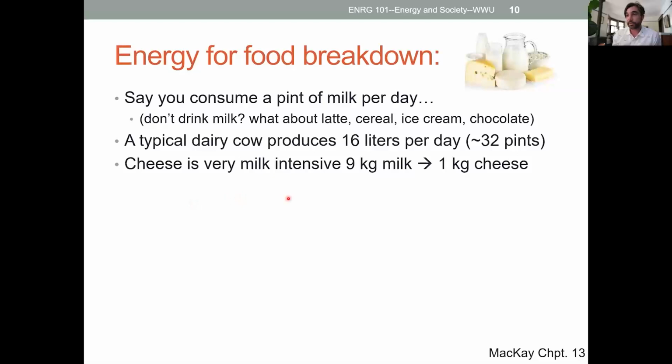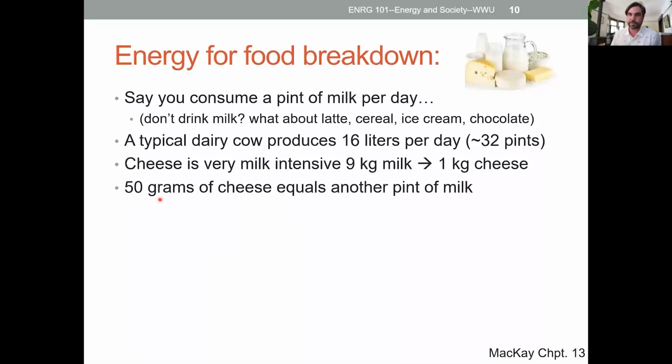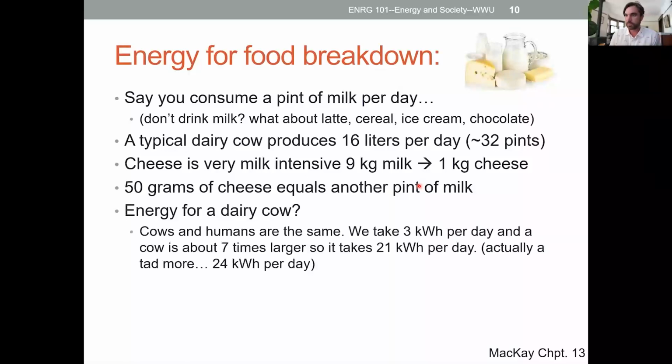If you eat cheese, it's very milk intensive. Cheese is just dry milk. Some bugs or enzymes eat all the sugar and get rid of all the water, and it makes a chunk of cheese. To make 1 kilogram of cheese, you need 9 kilograms of milk. So if you eat 50 grams of cheese, which would be typical in something like a sandwich or an omelet, you need another pint of milk. So now we're up to 2 pints of milk per day per person. And now we need to figure out how much energy we need to maintain a cow to provide you with those 2 pints of milk.